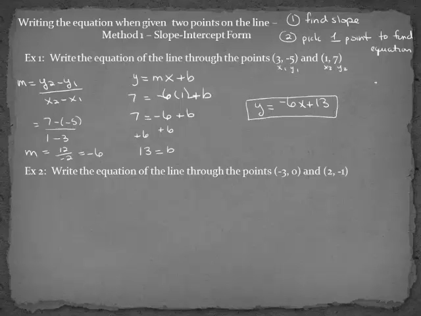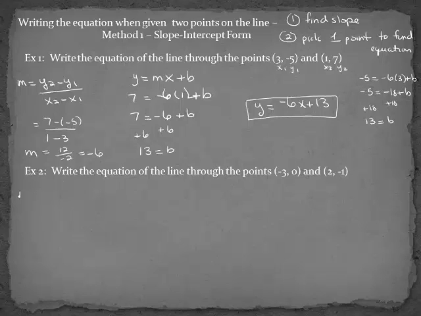Now just to show we'd get the same answer, if I plugged in -5 and 3, I have -6 times 3 plus b. So -5 is equal to -18 plus b. I add 18 to both sides, and I still get that b is 13. So you can see that it doesn't matter which point we choose.